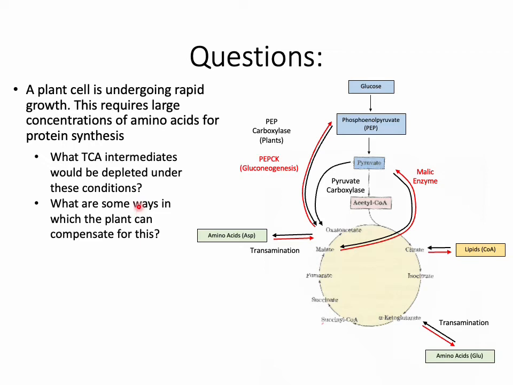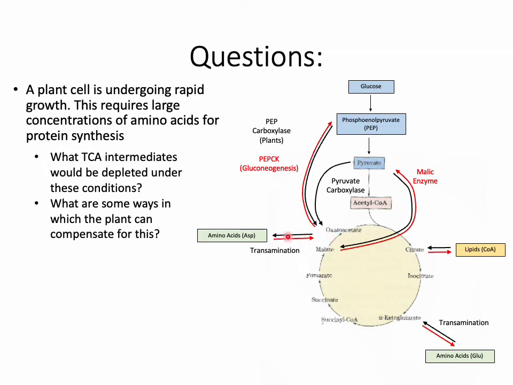So for the first part over here, what citric acid cycle intermediates would be depleted under these conditions? If our cell is synthesizing large amounts of amino acids, we're going to need significant amounts of both aspartic acid and glutamic acid. This results in the depletion, or the consumption, of both alpha-ketoglutarate and oxaloacetate via the transamination reaction we talked about earlier.